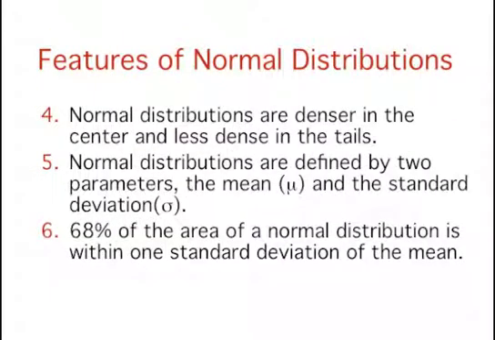Normal distributions are denser in the center and less dense in the tails. Normal distributions are defined by 2 parameters, the mean and the standard deviation. 68% of the area of a normal distribution is within 1 standard deviation of the mean.